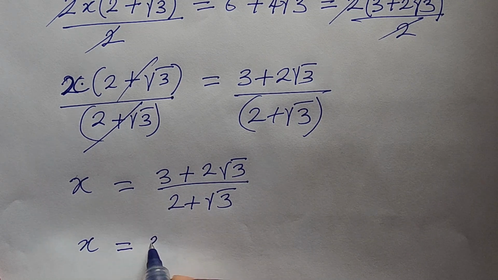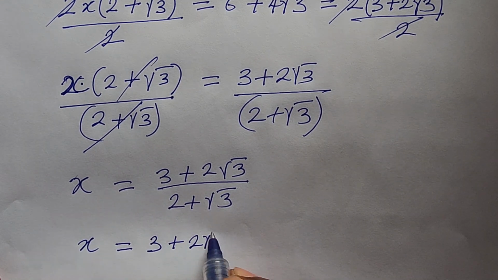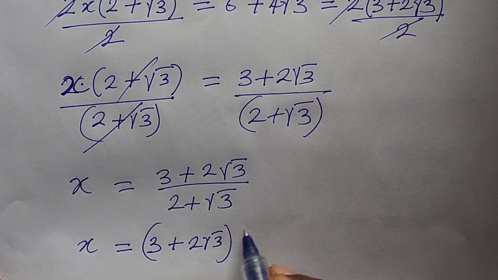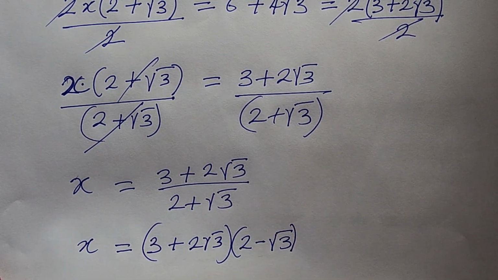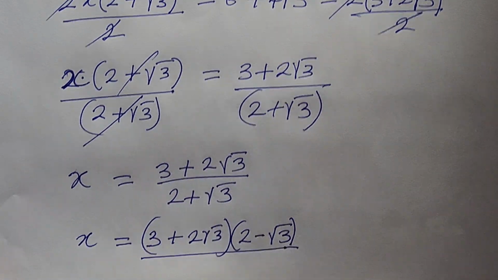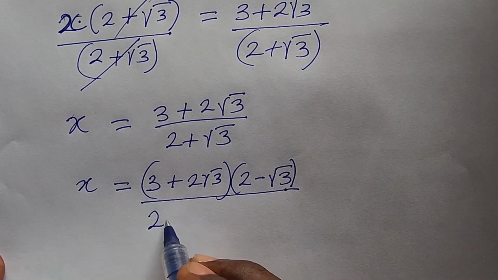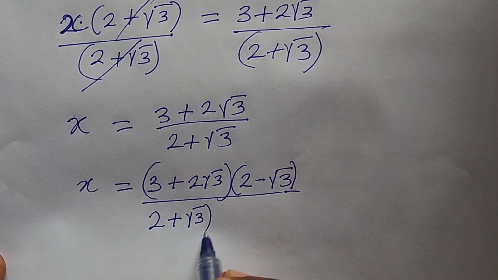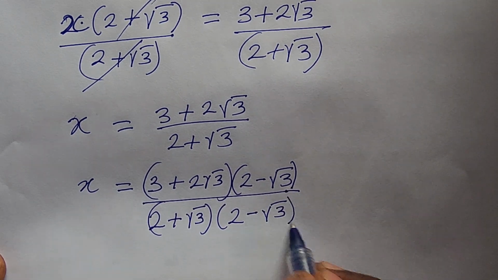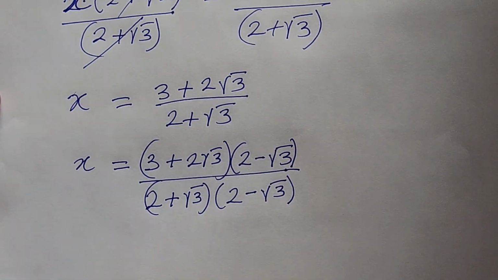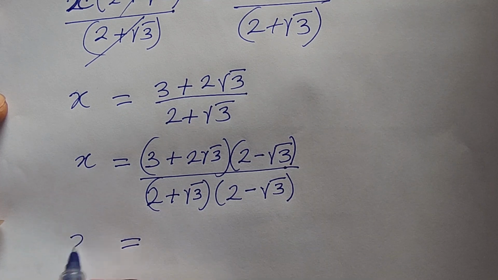This is going to give us our 3 plus 2 root 3 times bracket 2 minus root 3. That is the conjugate of the denominator. And we do the same thing to the denominator too. Multiply it by its own conjugate. So from here, we have our x again.